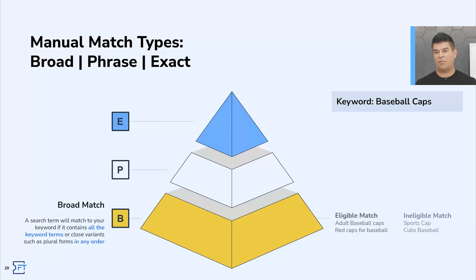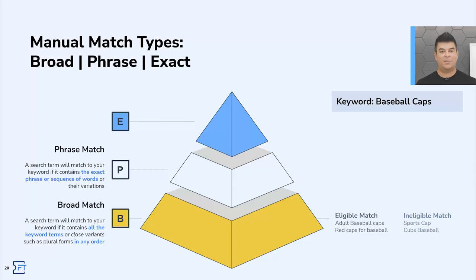But the eligible match for broad match for the term baseball caps is, for example, adult baseball caps. Obviously, adult is the only different word, or red caps for baseball. So the words caps and baseball are still in that search query. So this would be relevant. What's not relevant, or ineligible, would be sports cap, because sports is not what you're targeting in that broad keyword, or clubs baseball.